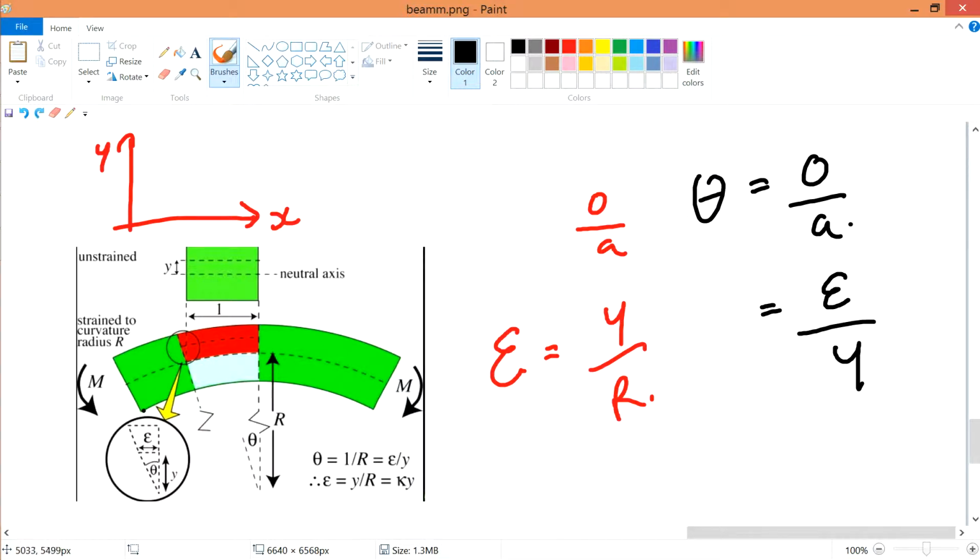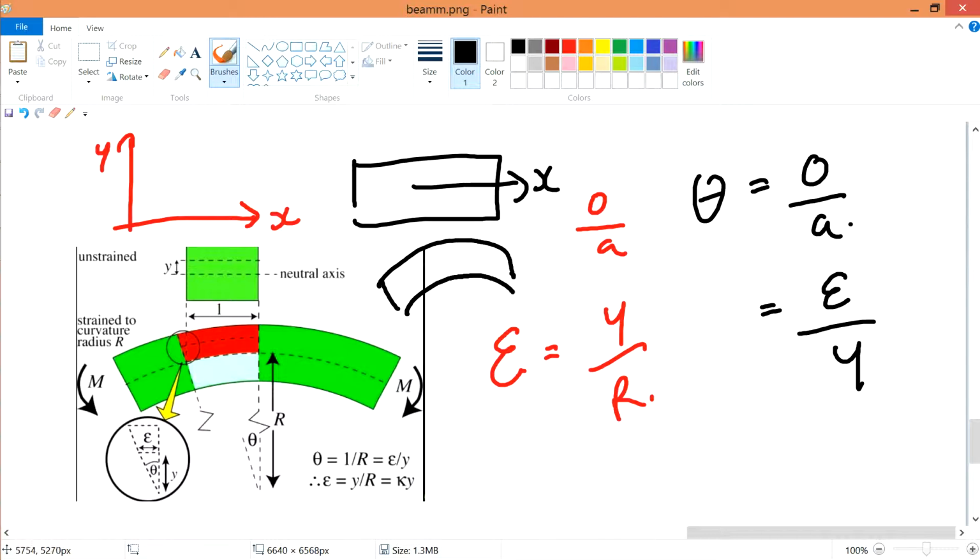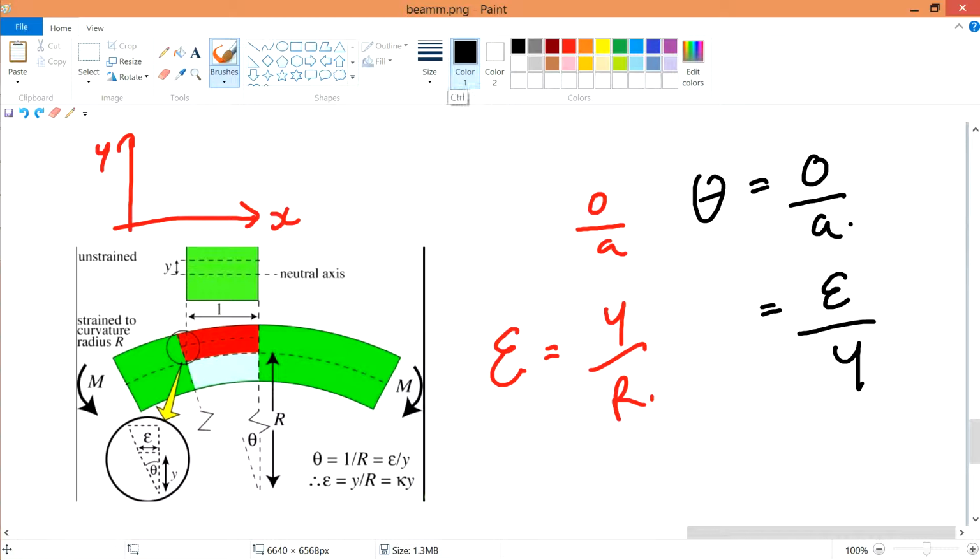Take note, I'm only dealing with the strain. The strain is still in the x direction. If you have a beam over here, this is the x direction, and if you have a beam like this, as we see, this is still in the x direction, but the whole basis is changing. We just want to let you know this, that's all. We are only talking about the strain.